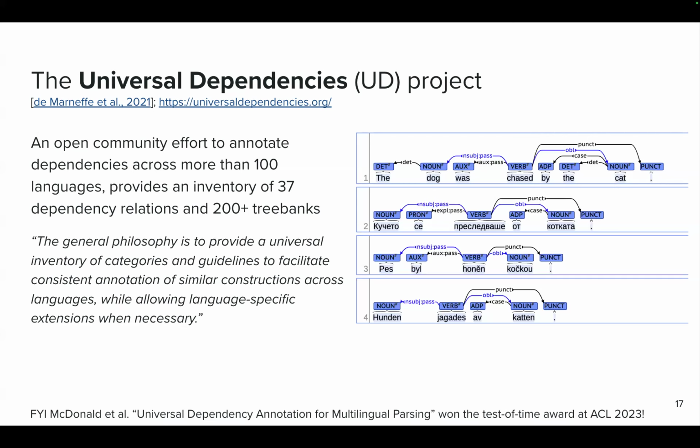Okay, so universal dependencies is extremely important. Not surprising that it has won the test of time award in the last year's ACL, which is the top conference for NLP.